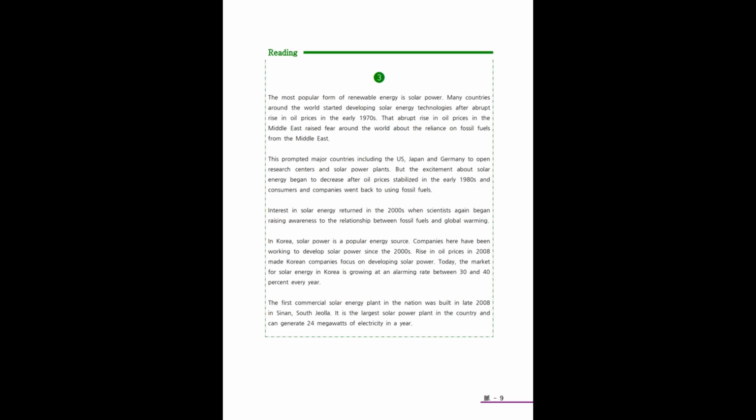Renewable Energy Source를 시작하자. The most popular form of renewable energy is solar power. Many countries around the world started developing solar energy technologies after an abrupt rise in oil prices in the early 1970s. That abrupt rise in oil prices in the Middle East raised fear around the world about the reliance on fossil fuels from the Middle East.